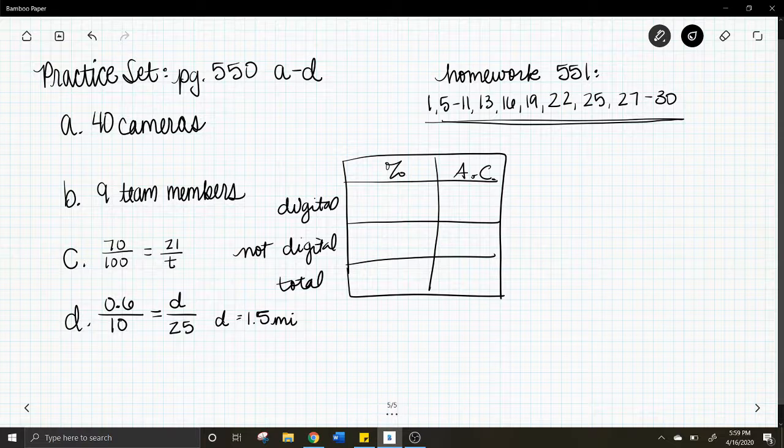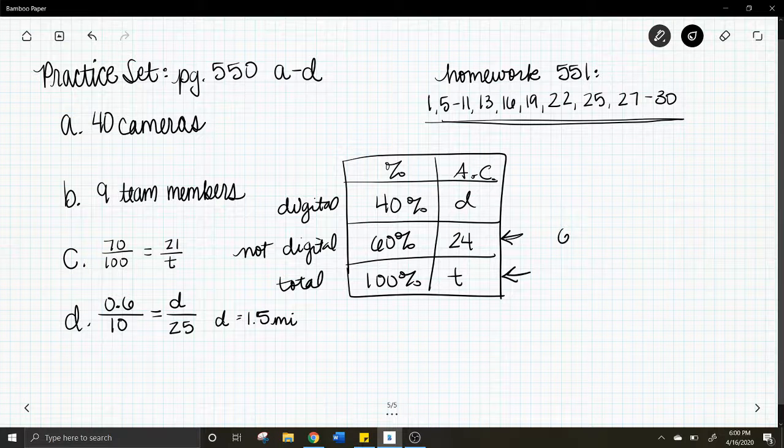So the problem reads, 40% of the cameras in the store are digital. So 40% are digital. That means 60% are not digital, which of course is 100%. We always want our total to equal 100%. If 24 cameras are not digital, so that would go to my actual count, how many cameras are in the store in all? So we want to know the total. So that means we're going to use this row because it's filled out, and this row because it contains the information we need.